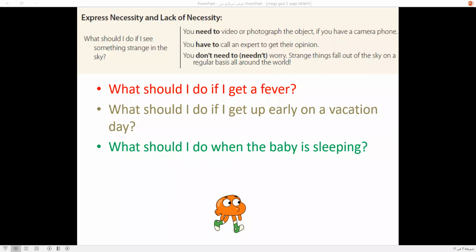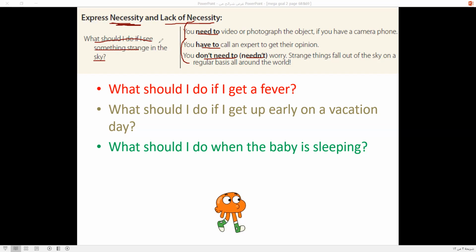Okay, to express necessity and lack of necessity here, I'm going to use what? Need to, have to, or you don't need to, or you need not. For example, someone asked, what should I do if I see something strange in the sky? And these are something that they have to do or they don't have to do. Necessity and lack of necessity: either something is necessary, or it's not necessary. I don't have to do it.